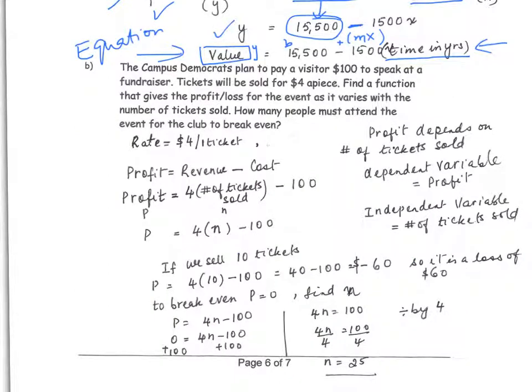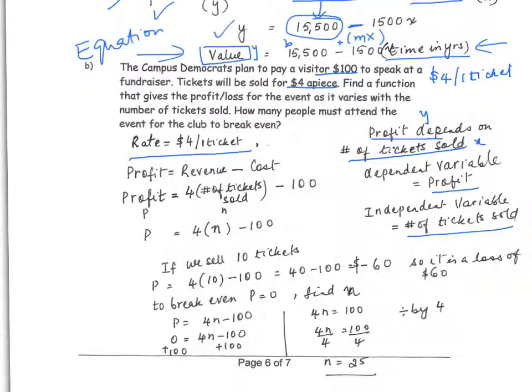Here's another situation. The campus Democrats plan to pay a visitor $100 to speak at a fundraiser. Tickets will be sold at $4 a piece. So $4 per one ticket. So the amount of money that they're going to make, their revenue, depends on the number of tickets sold. So that is the relationship. The number of tickets sold is the independent variable, and profit is the dependent variable because y depends on x. So the dependent variable is the profit, and the independent variable is the number of tickets sold.